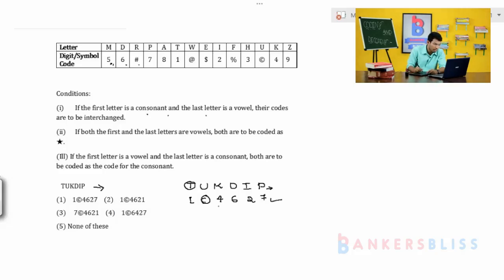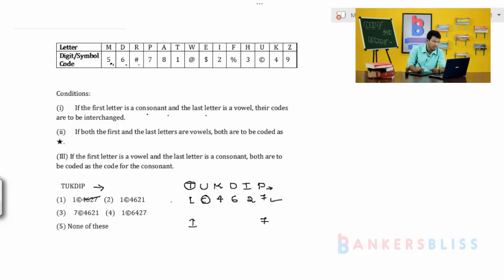It is 1, copyright, 4, 6, 2, 7. Look at the first option: 1 is there, copyright is there, 4 is there, 6 is there, 2 is there, and 7 is there. Then this is the answer for this statement. Just write the first letter's code, 1, and the code for the last letter, 7.